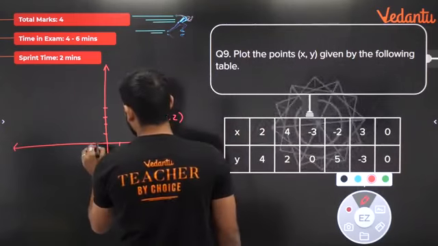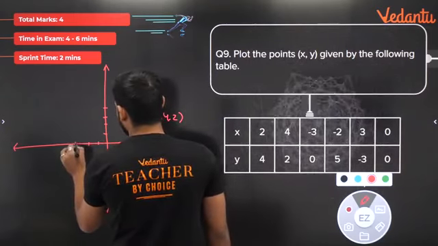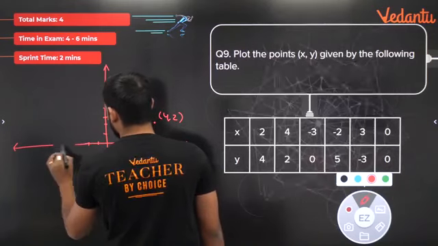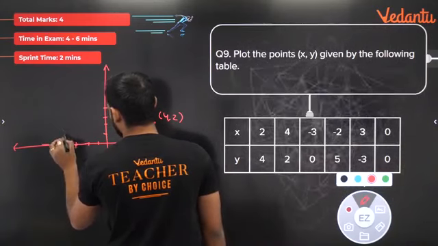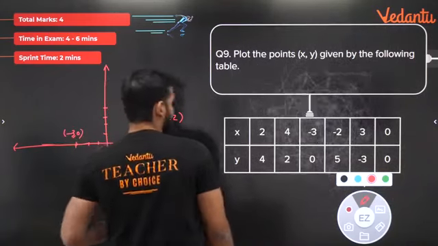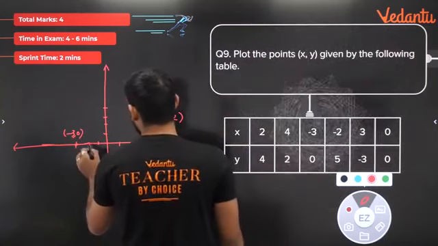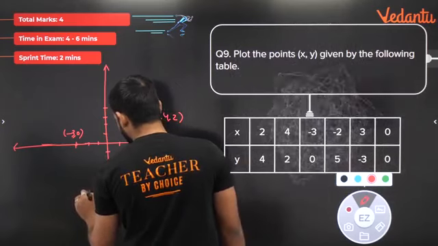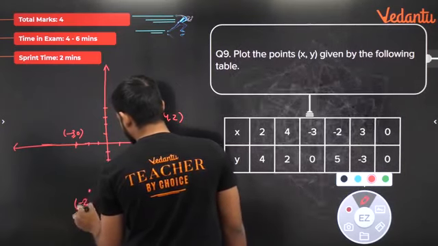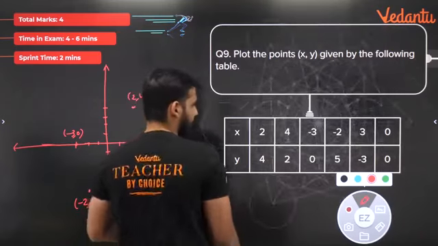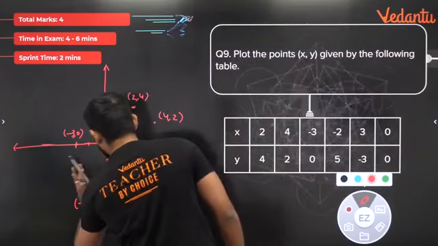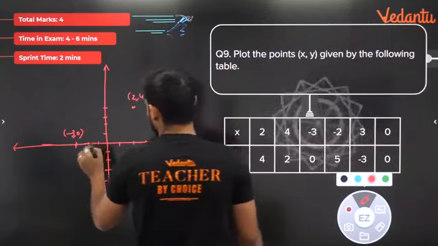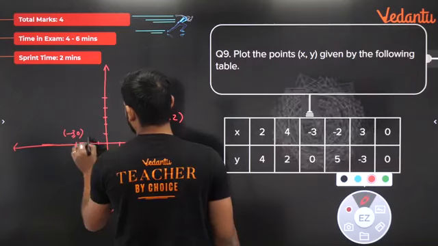Minus 3, 0. So on x -3 and on y 0. So the point is on x axis. So the point is here, -3, 0. Then -2, -5. -2 is here. -5, 1, 2, 3, 4, 5. On y axis -5. So this is your -2, -5. Sorry, -2, 5 only, not -5. So up we have to draw -2, 5. So 1, 2, 3, 4, 5 here.